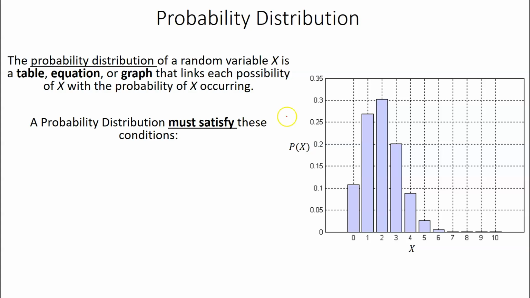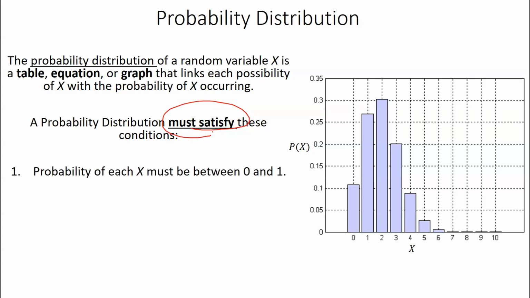For something to qualify as a probability distribution, it must satisfy these conditions. 1, the probability of each thing, whatever the thing is you're talking about, like we just talked about the dice rolling, has to be between 0 and 1. Remember, 1 means it's certain, and 0 means no chance at all. Since it's a probability, it's got to be between 0 and 1.